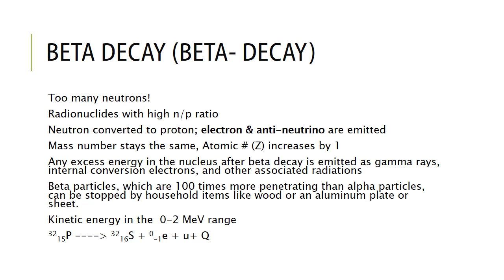Now, beta particles are about 100 times more penetrating than alpha particles, and they can be stopped by things like wood or an aluminum plate or sheet, and they have a kinetic energy in the 0 to 2 MeV range. Let me try to think of some of the beta emitters that we utilize in nuclear medicine. I-131 is a beta emitter. Now, we don't use that very frequently as far as imaging, but we do use it for therapy, like thyroid cancer therapy.